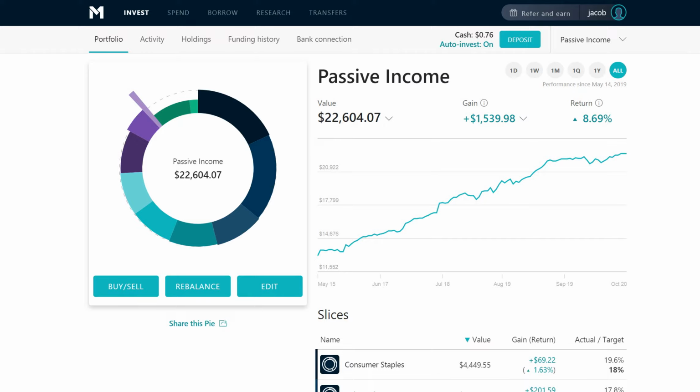I'm actually going to add in a 4th one, not an individual stock, a REIT ETF. I'm going to add in a 4th one, an international one.